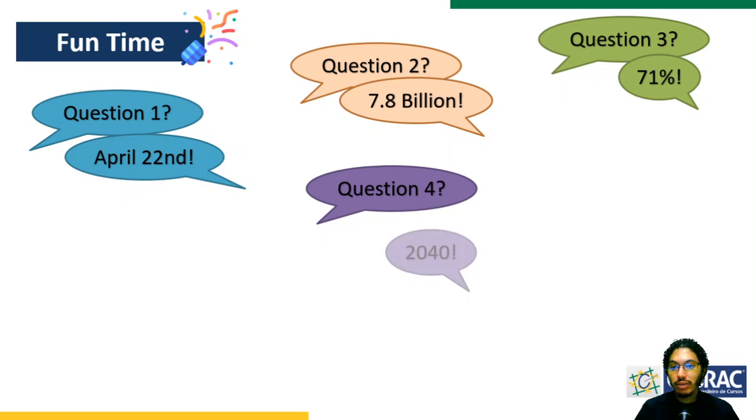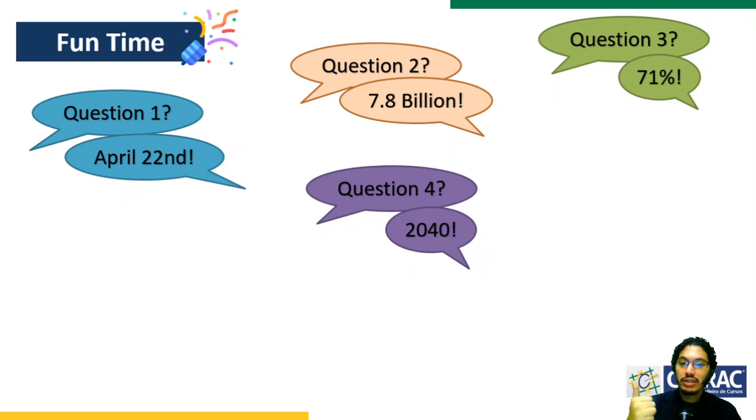Question number four. When is it estimated that the Arctic ice will completely disappear? 2040. By the year 2040, we are expecting all of the ice to melt from the Arctic pole. That is scary. In 20 years, we might not have an Arctic pole anymore, a North Pole anymore.